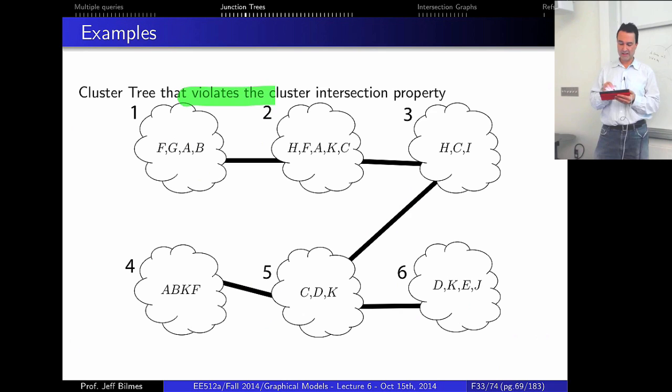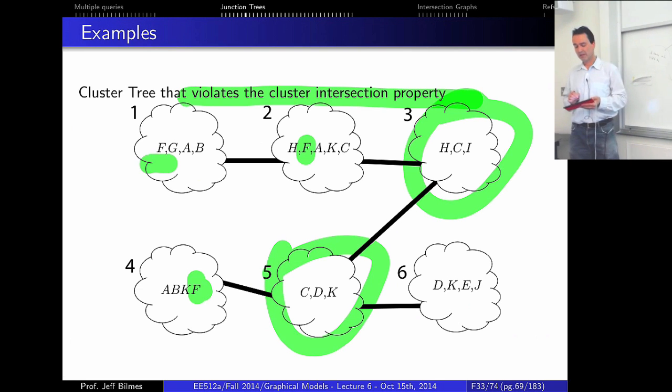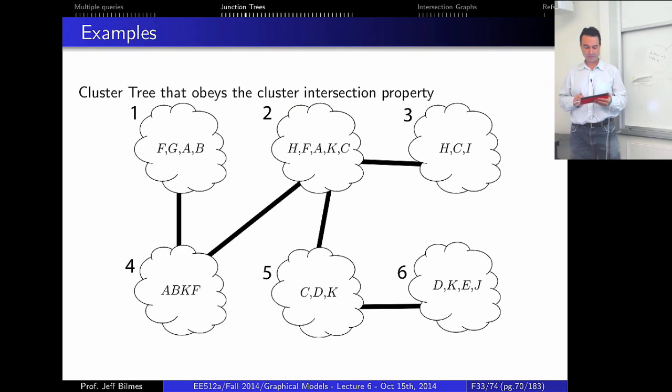So it's a cluster tree that violates the cluster intersection property. I think we've already shown one example, but you can see again right away that if we look at F here and F here, F lives there, but it doesn't live there, and it doesn't live there. So therefore, the cluster intersection property is violated.